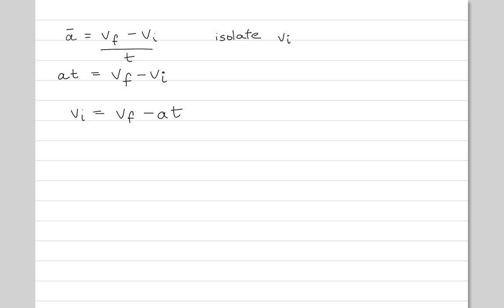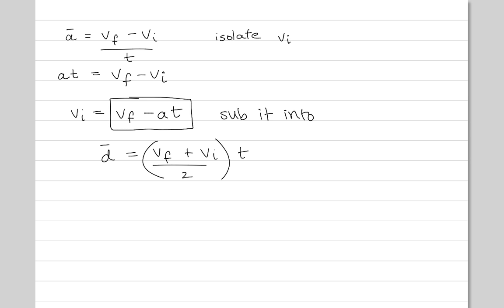Okay, now we're going to take this value for VI, and we're going to sub it into this formula that we have: D equals VF plus VI over 2 times T. That was our first kinematics equation. We are going to sub in this value for VI. And what that will allow us to have is a formula that involves the final velocity only. Because if you look at kinematics equation 3, that formula depends on the initial velocity. This formula that we're going to develop uses the final velocity.